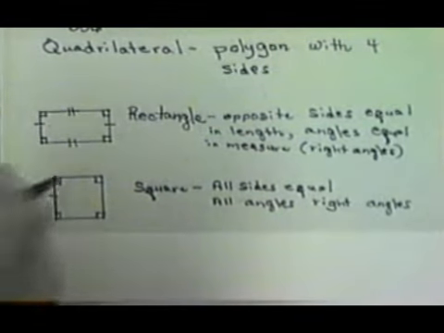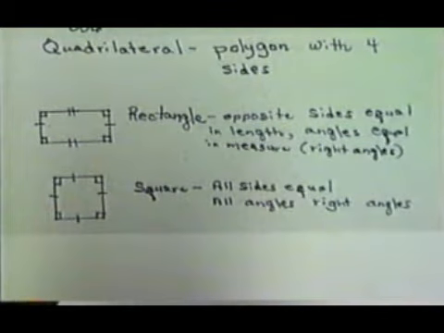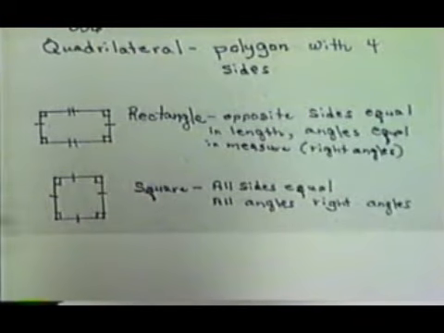So I'm going to mark all my sides the same length. So in a square, all sides are equal, all angles are right angles. Remember, in a rectangle, only the opposite sides are equal.